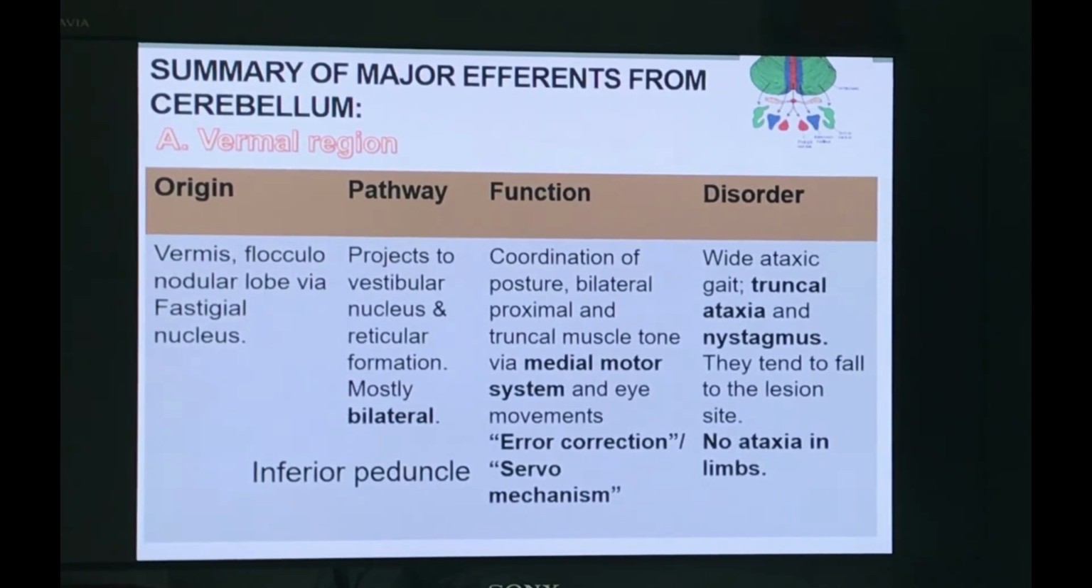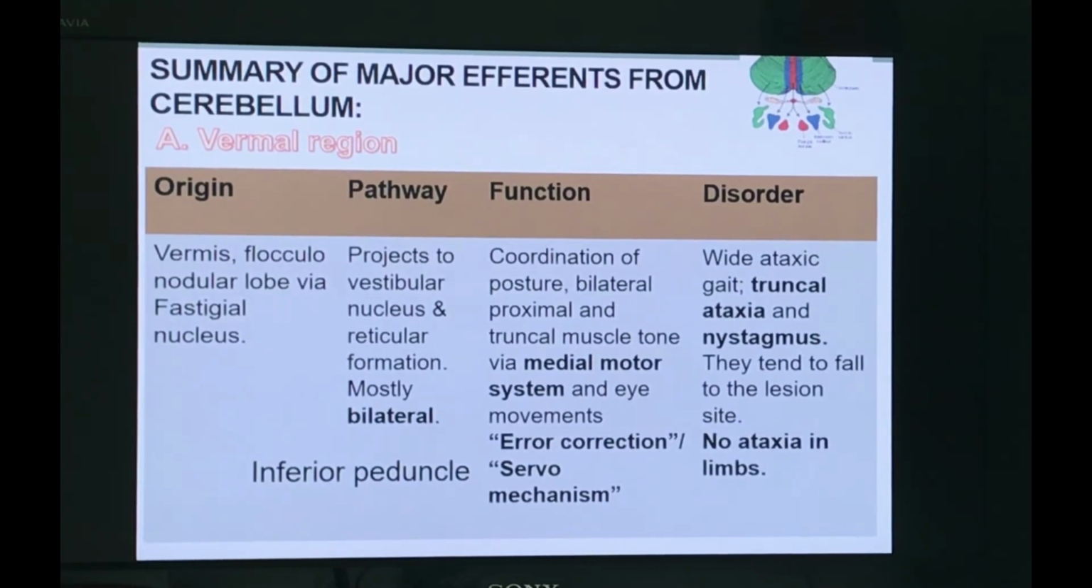If there is a disorder in this region, I have already discussed it in my earlier video. The patient will have difficulty to balance. In order to maintain the balance, they might have a wide ataxic gait whenever you ask that person to walk, and they lack coordination. There will be incoordination of the movements. Then there will be truncal ataxia, and usually the person might fall to the same side, that is the side of the lesion, and they can have nystagmus, involuntary oscillatory movements of the eyeball.